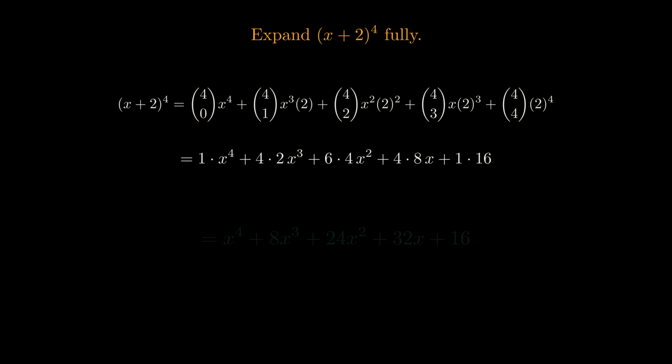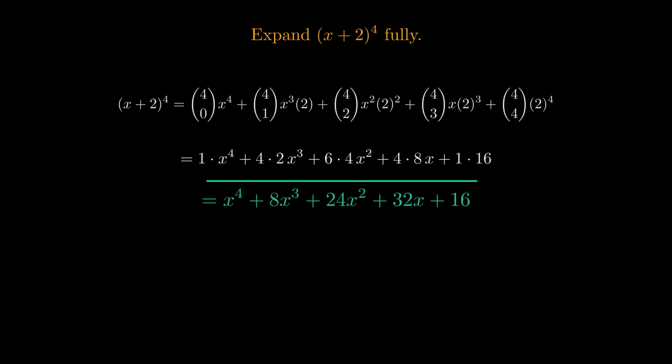1, then 4 times 2 is 8, 6 times 4 is 24, 4 times 8 is 32, and 1 times 16. So (x + 2) to the 4 is x to the 4, plus 8x cubed, plus 24x squared, plus 32x, plus 16.